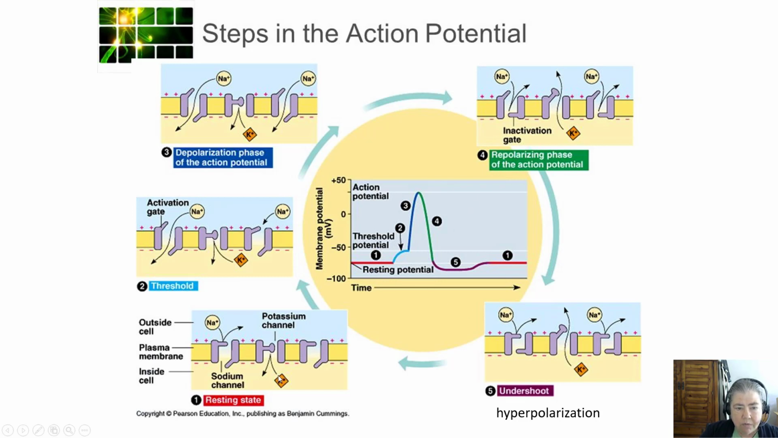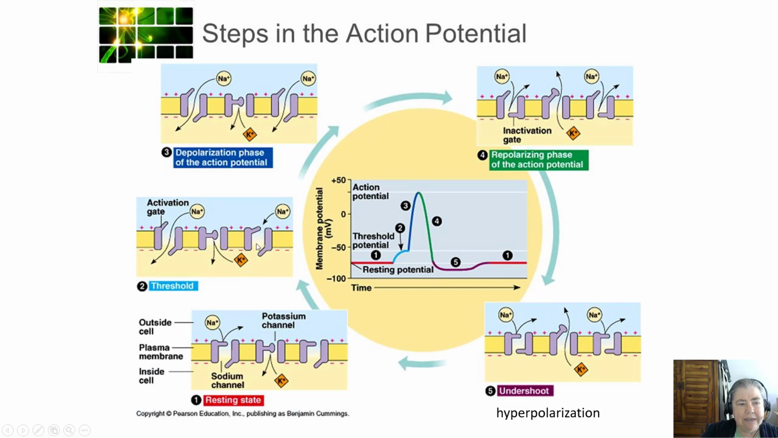And here we're going to show those steps. At 1, you're in the resting state. Sodium channels, which are voltage gated, are closed. Potassium channels are closed. You reach threshold. The sodium channels open. Sodium rushes into the cell, and you depolarize. So you have this rapid change. This is reaching threshold.